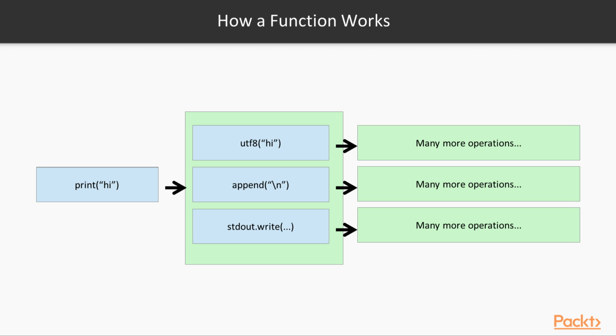The operations given on this slide aren't exactly what the print function does, but it's close enough to give us some idea. So, here, writing print high means the same thing as writing expressions to convert high into a byte string, and then append a new line, and then send it to the standard output stream. Each of those operations, in turn, means the same thing as writing a bunch of lower-level steps would mean, and so on.